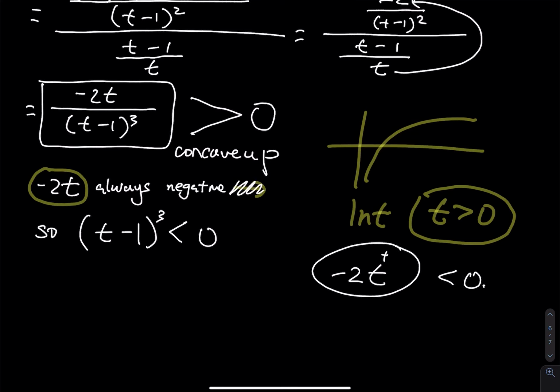So the top is always negative. The job is done. Now, in the denominator, t must be greater than 0. And then this one must be greater than 0. So that means t can be 1, 2, 3, 4, 5, right? And so on and so forth. But when t is equal to 1, (1 minus 1) to the third power is equal to 0, not less than 0.